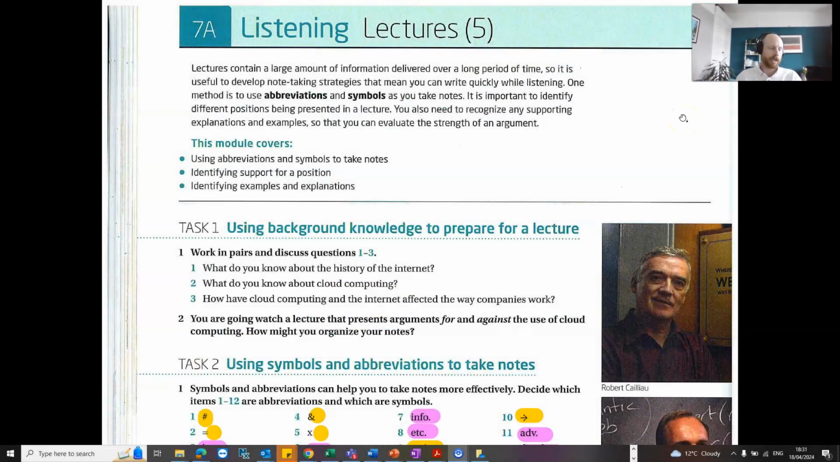So in this lecture we talked about lectures and the fact that they often contain a large amount of information delivered over a long period of time. So you need to develop note-taking strategies that mean you can write quickly while you listen.